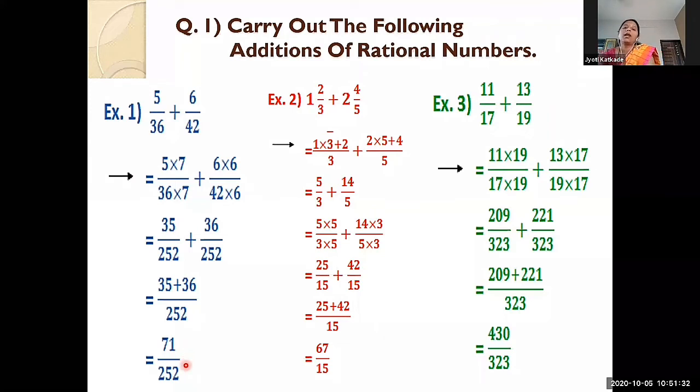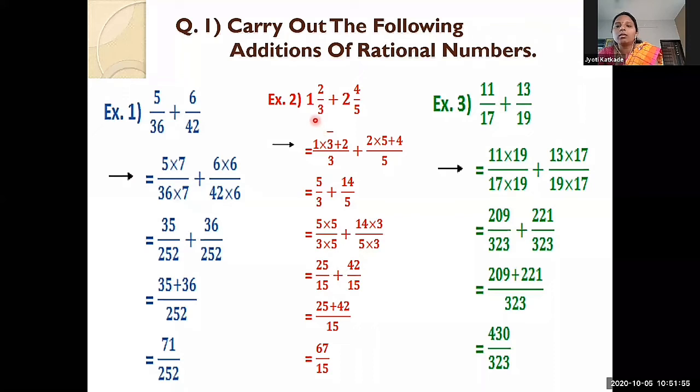Now the next question is the second question. A mixed fraction is given. First of all, we have to convert it into an improper fraction. The example is 1 2/3 plus 2 4/5. This is in the form of a mixed fraction, so convert it into an improper fraction.